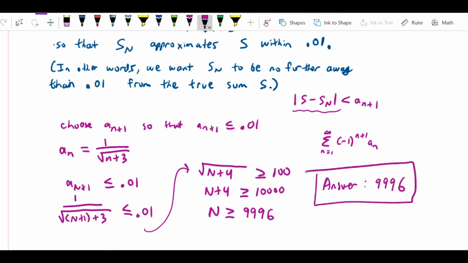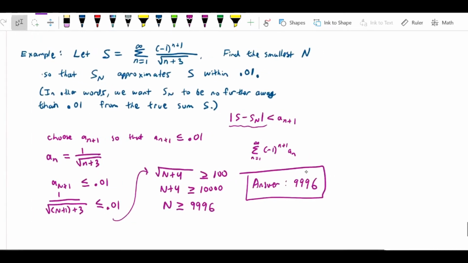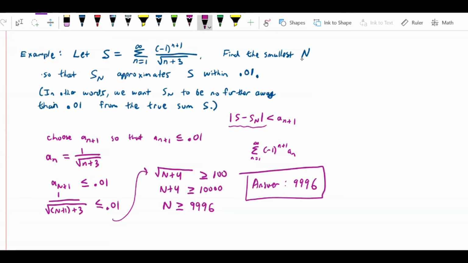It's 9996. And notice, by the way, that the problem is to find the smallest n so that Sn approximates S within 0.01. If I didn't put that in, in theory, you could cheat and say, well, it looks like it's about 10,000, so let me just put in 100 trillion or something like that. Certainly, if you used 100 trillion terms, you would get an approximation that is much better than being within 0.01. But the goal here is to find the smallest n that meets this condition. So that's the answer, and this is how you solve this type of problem.